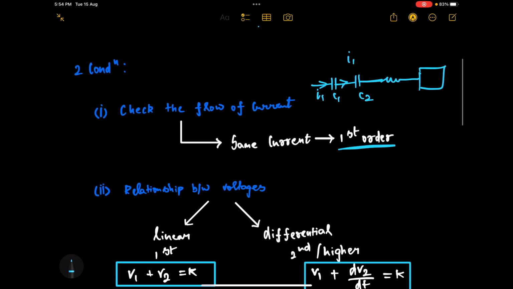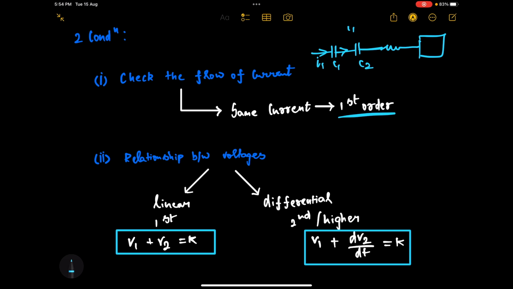Just remember these two conditions. The first one is to check the flow of current. If the same current flows through the capacitances, then it's first order. If not, it might be second order or any higher order. It might be first order also. So in order to make sure of the order of that circuit, we follow the second condition, which is to find the relationship between the voltages. If it turns out to be a linear relationship, then it is first order. If not, it is second or higher order, depending on the order of that equation.